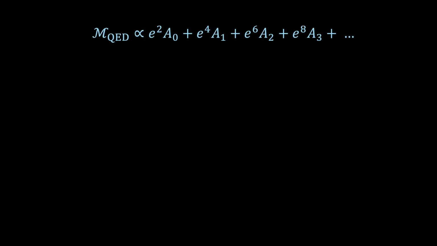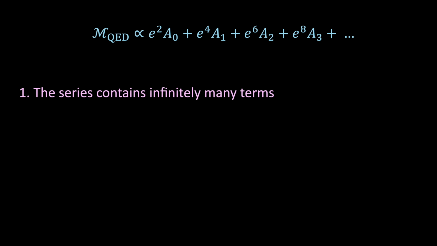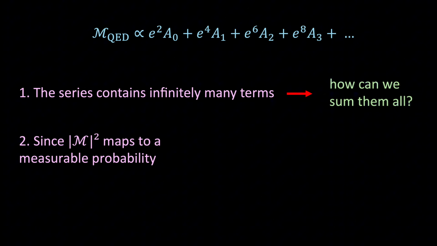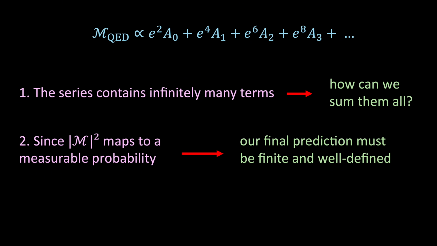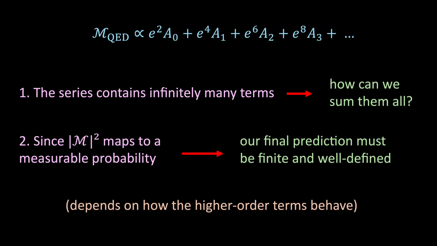Now at this point, a few potential problems present themselves. First, the series contains infinitely many terms, so how can we possibly sum them all? Second, because the square of the amplitude maps to a measurable probability, our final prediction must be finite and well defined. Whether that happens depends on how the higher order terms behave. Do they shrink rapidly, or do they grow without bound? If each successive term increases rather than decreases, the series ceases to be useful, and the probabilistic interpretation of the theory would break down.